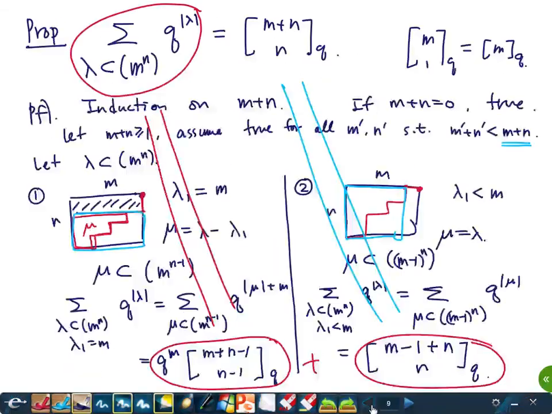So we learned lattice paths, Q binomial coefficients, and Pochhammer symbols. And the important thing is this: the generating function for partitions inside this rectangle is given by the Q binomial coefficient. This will be very important.